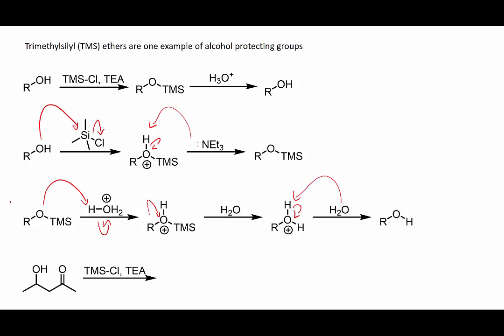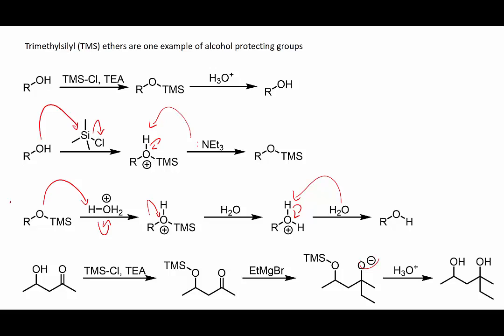So let's apply this methodology back to our original reaction. If we add TMS chloride and triethylamine to this alcohol substrate, we will generate the TMS ether. We can then proceed with our Grignard reaction to give us the alkoxide here. Notice we haven't had the aqueous workup step, but what's really convenient about this is after we use our acidic workup, we will not only reprotonate the alkoxide, but we will also cleave the TMS group and regenerate our original alcohol.